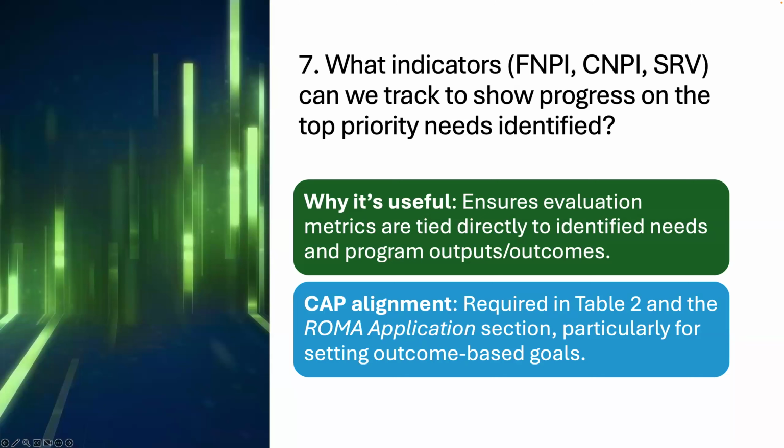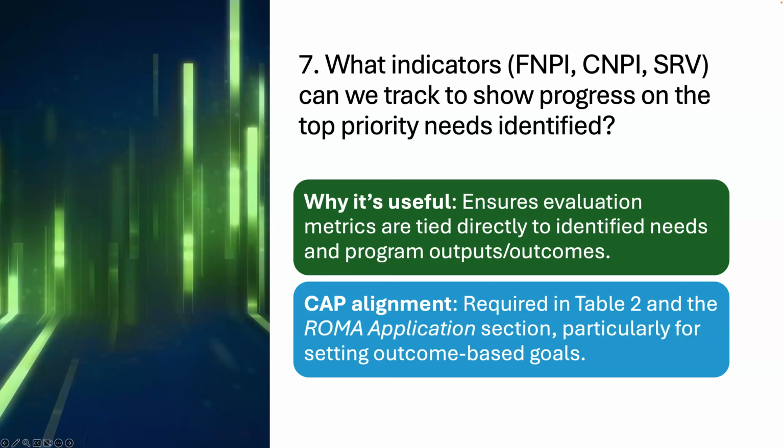Question 7, what indicators like FNPIs and so forth can we track to show progress on top priority needs identified? So what are those tracking mechanisms that are already established? We get familiar with those as part of the annual report. So as we look back on previous reports and anticipate what's going to be reported in the future in annual report version 2.1, we want to ensure that we are well aware of what's going to be asked in the tracking so that we can track it along the way, right?